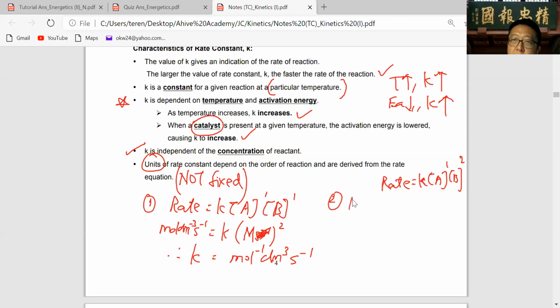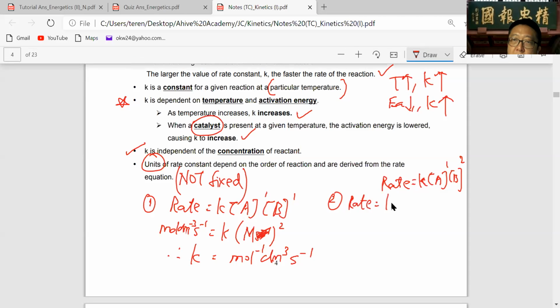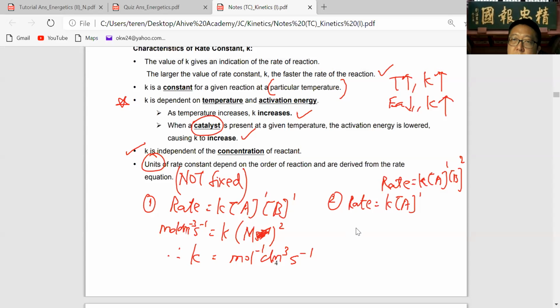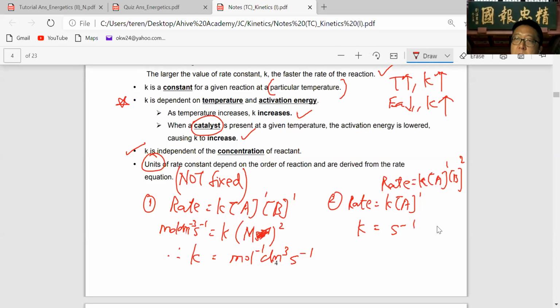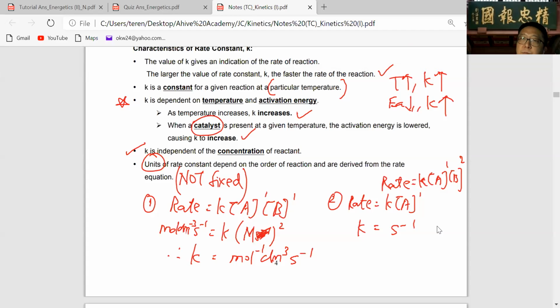Second scenario, if my rate is just K and A to the power of 1. So K will be mole per dm cube per second divided by mole per dm cube, so you end up with second to the minus 1. Correct? You understand what I'm talking about when I say it's not fixed?